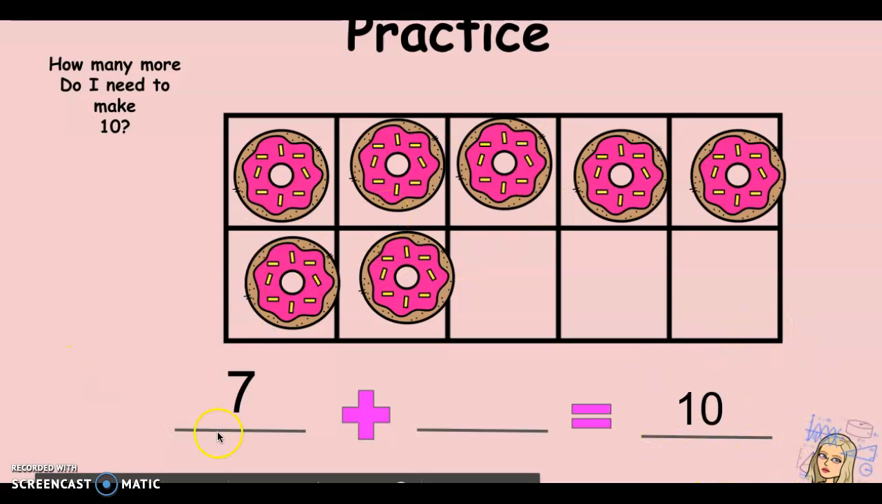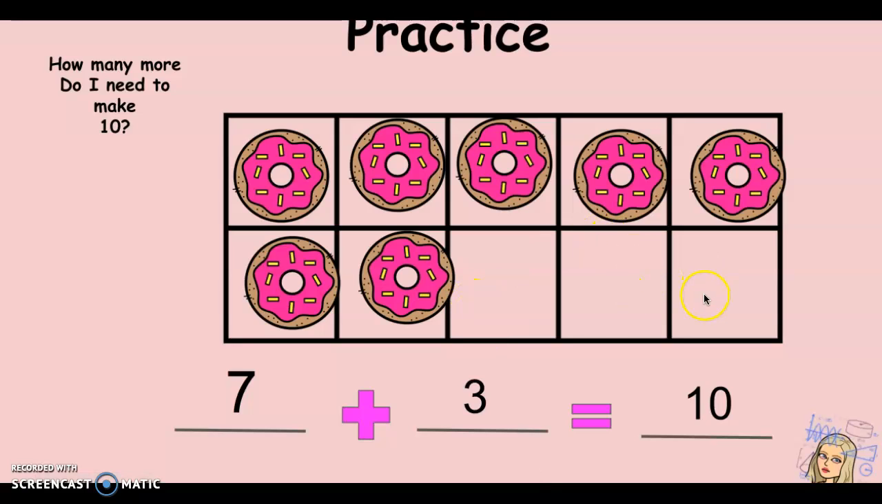So we're going to figure out how many more do I need to make 10. So if we already have 7, right? So we have 7 donuts. How many more do we need to make 10? How many do we need to add to make 10? 1, 2, 3. So we need 3 more donuts to equal 10. Okay, so let's read that equation. 7 plus 3 equals 10. So how many more donuts do we need? We need 10 more donuts. So that's how many more we need to make 10.